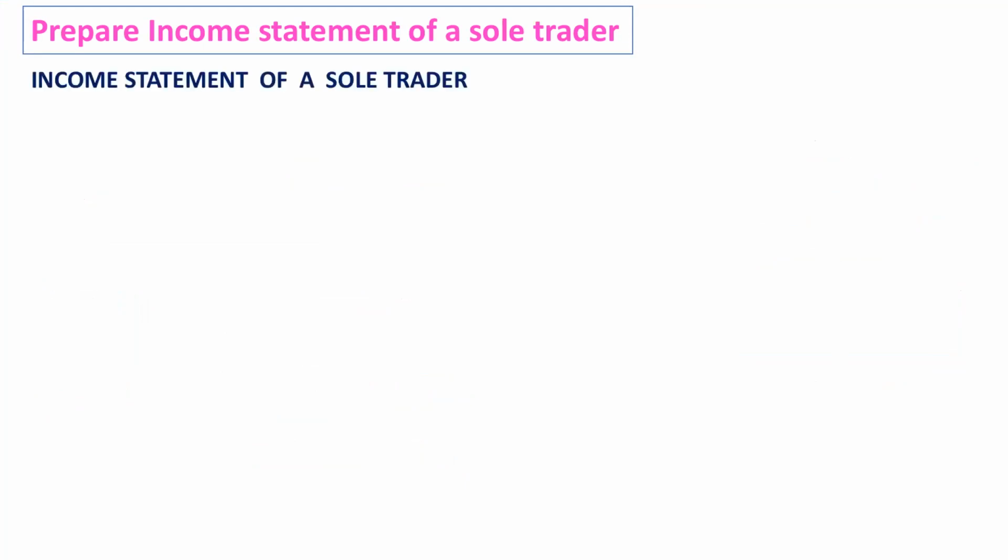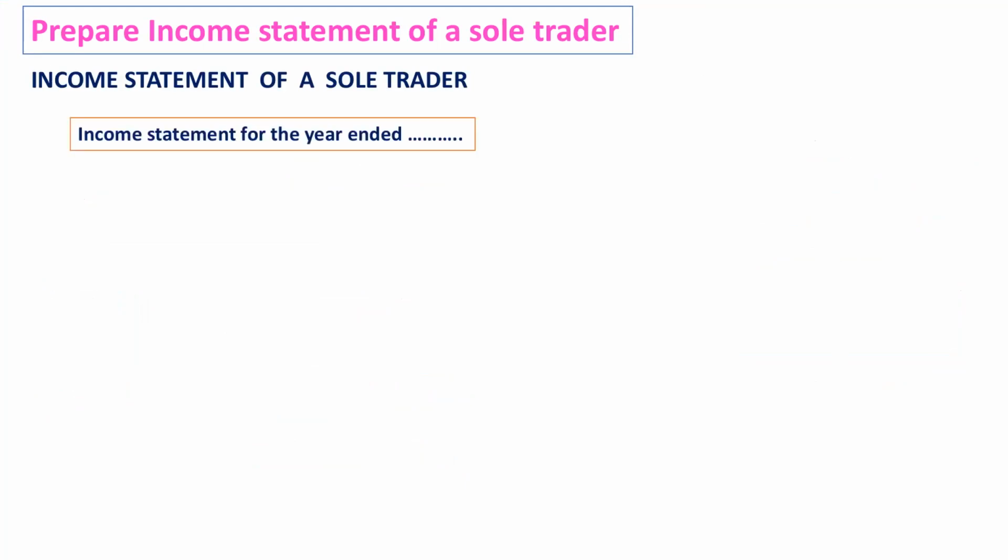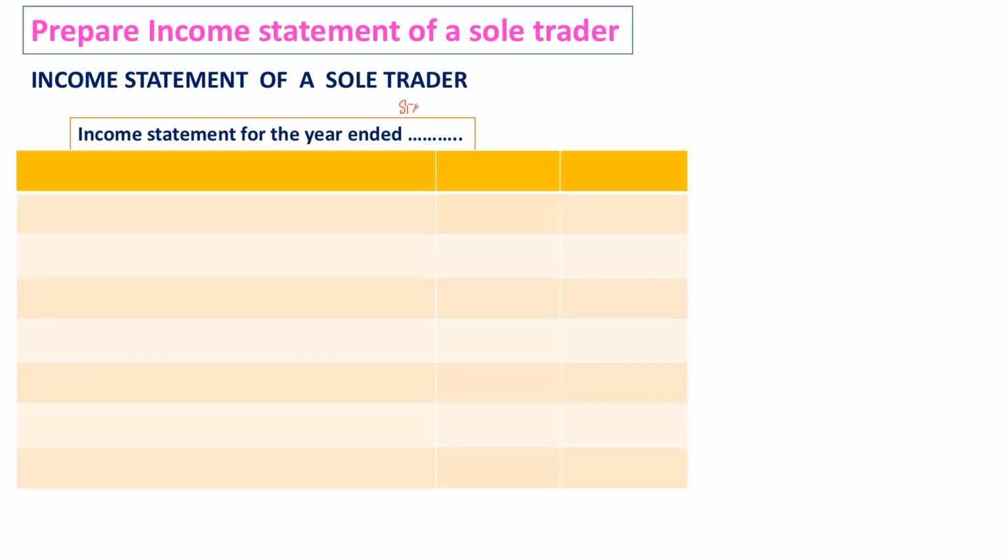When we are talking about the income statement of a sole trader, the first thing that you should remember is that it will always be an income statement for the year ended. That means it is prepared for a period. The period could be 1 year or 6 months. So the statement is prepared for an entire duration. It will have details, dollar and dollar. You could have an extra additional column, a third column, for doing your calculations.